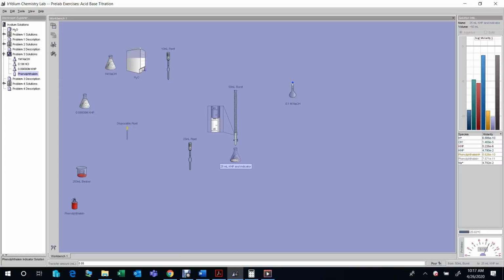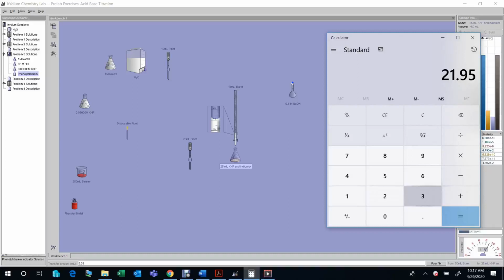You see, there's a color change. Okay, now we reach the equivalence point, and then we record the reading. It is 43.95. So the difference is about 21.95 milliliters. So that's the final reading, 43.95.